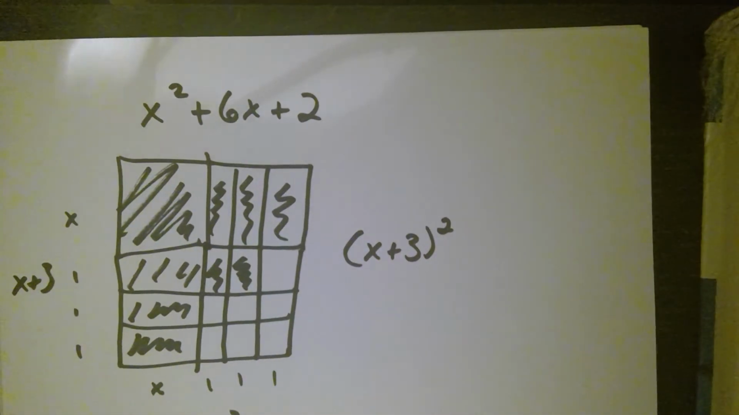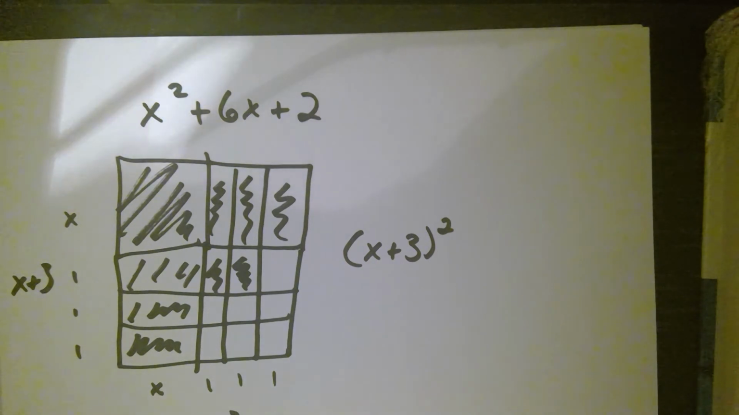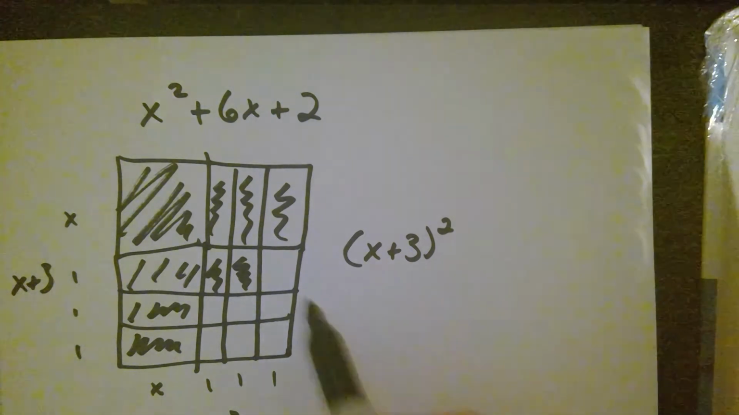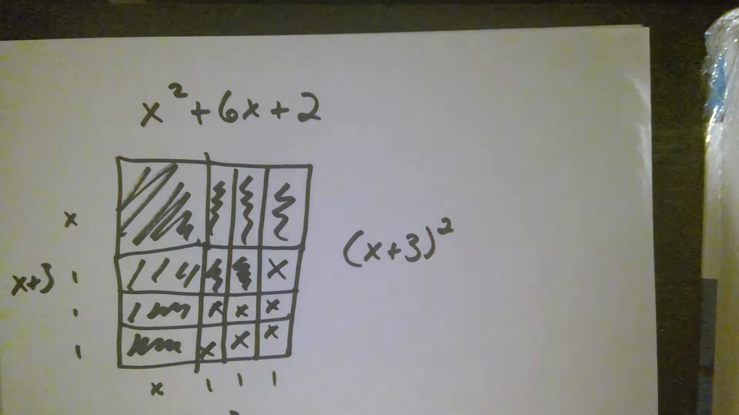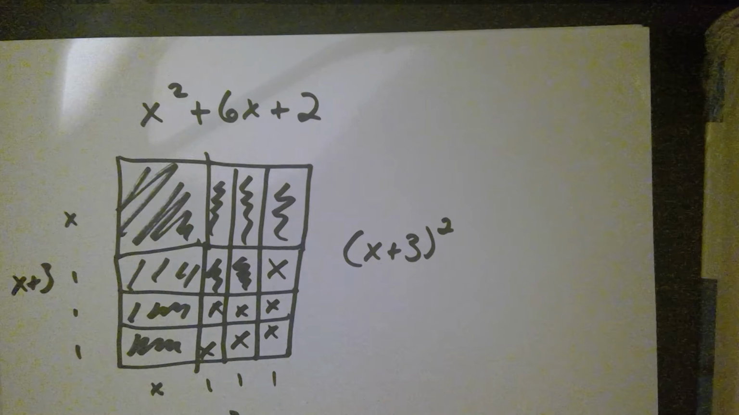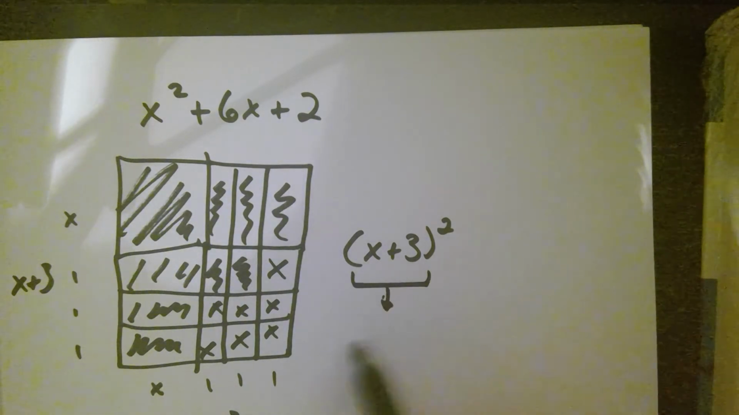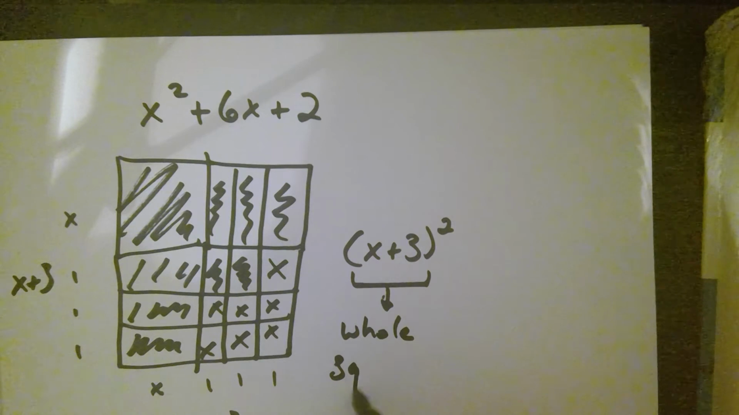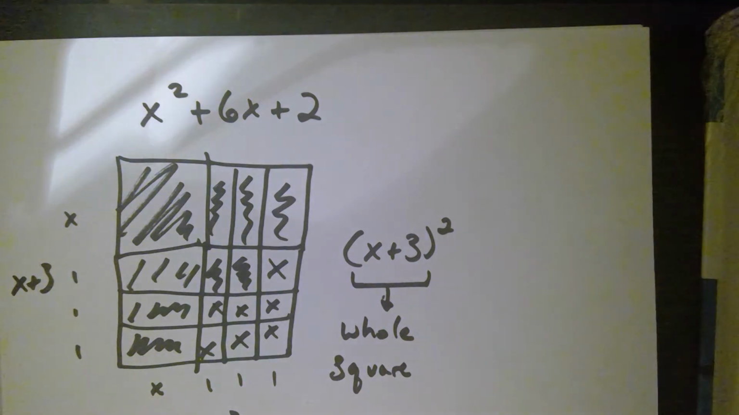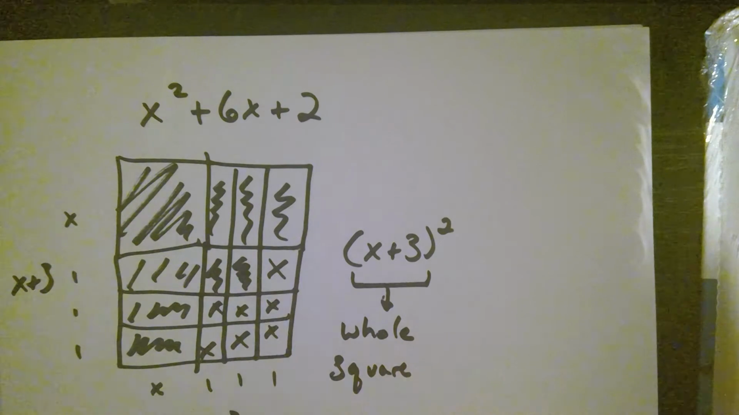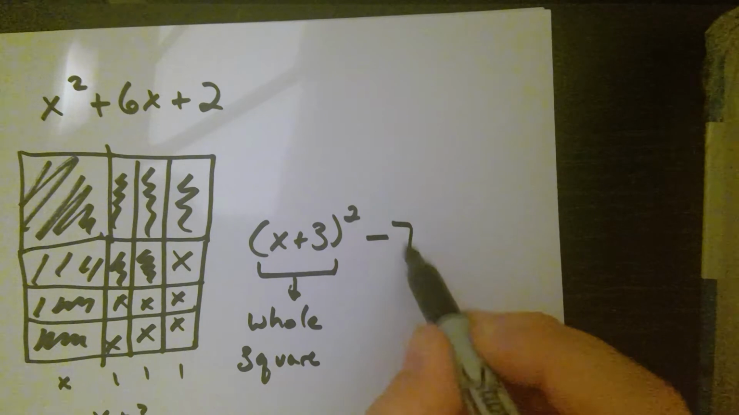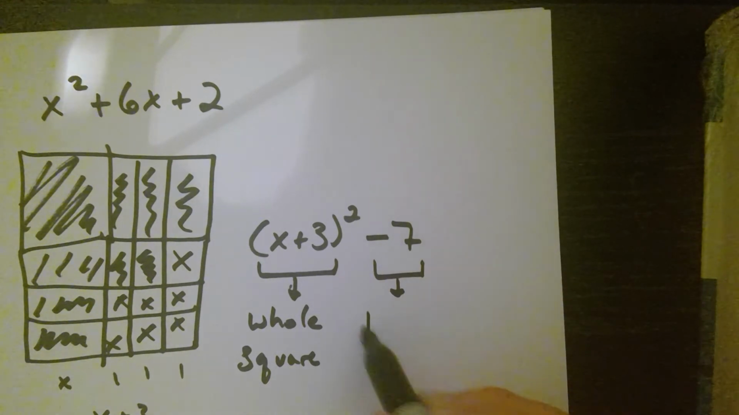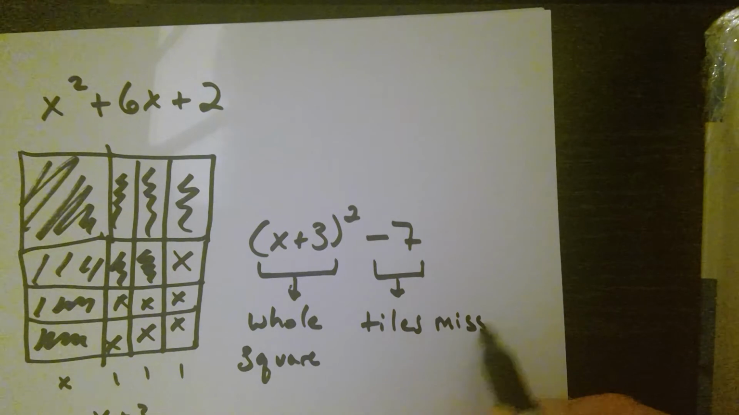Now, in our task in class, we talked about, do we need extra tiles? So do we have to borrow them, or did we have extra tiles left over? So in this case, we still need to fill in this box, this box, this box, and then these 4 other ones. So we're missing 7 tiles. So this one right here is the whole square. Okay, that's representing the whole square, this whole space here. But we're missing 7 tiles, okay?